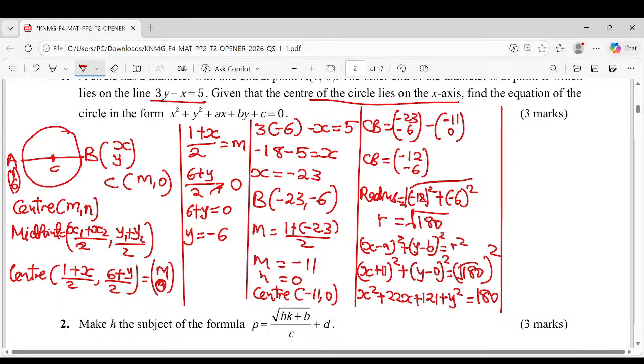Now, because we need to write our answer in this format, I'll start with x squared, plus y squared, plus 22x. Then, when you move this one to the other side, this will be now 121 minus 180. 121 minus 180 becomes negative 59, is equivalent to 0. That becomes the equation of your circle, ladies and gentlemen.